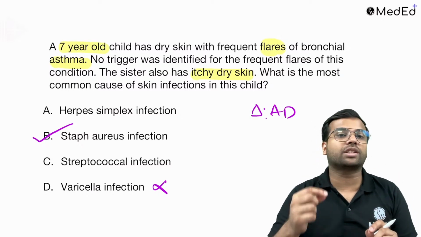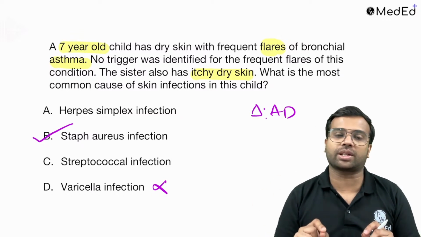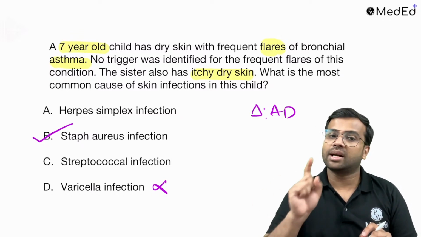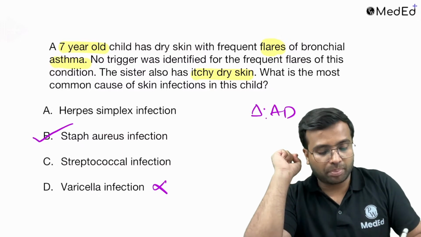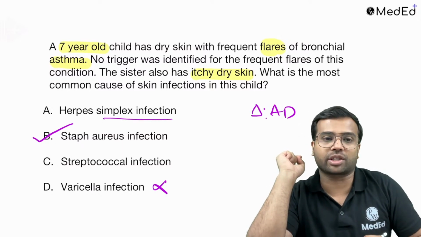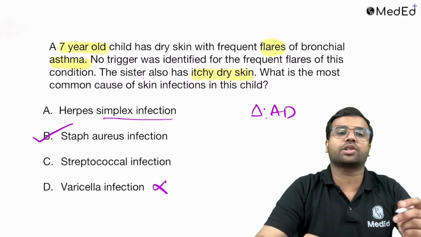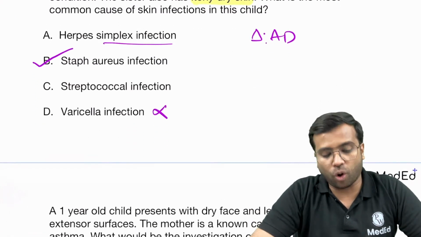But if they ask you what is the most common viral infection when it comes to atopic dermatitis, then the answer would have been herpes simplex virus infection. Fine. But here the right answer is going to be Staphylococcus aureus.